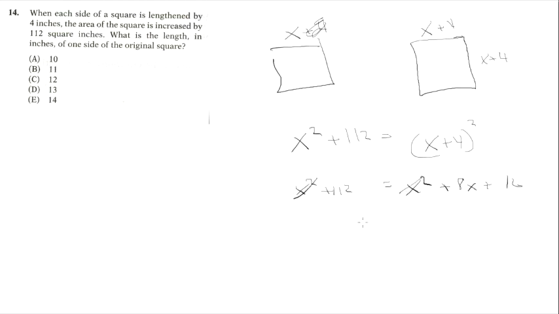Okay, so if we have 112 minus 16 equals 8x. We subtract the 16 out here. We have 96 equals 8x. If we divide both sides by 8, 12 times 8 is 96, so x is 12.